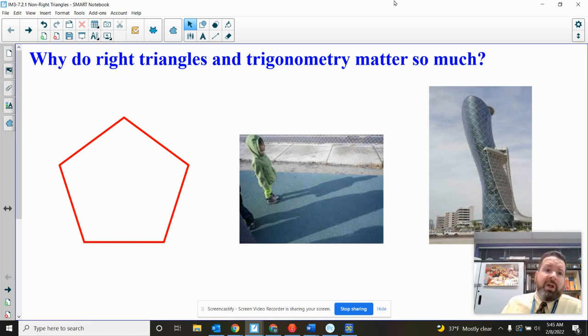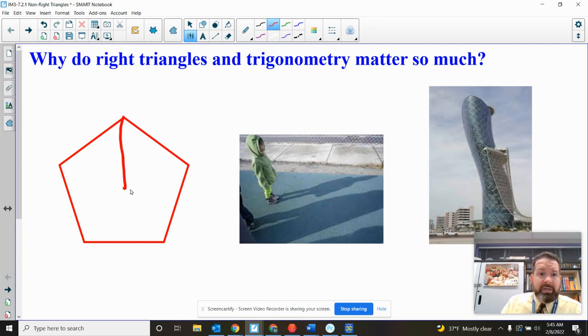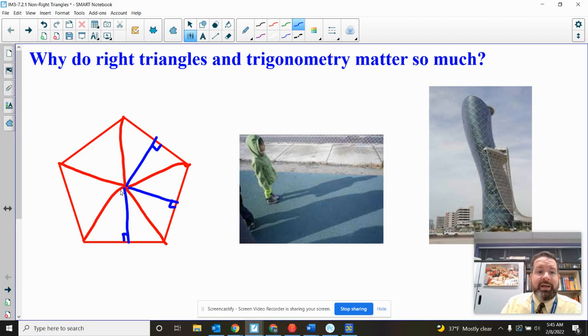Here's just three examples. The first here is a regular pentagon. And I don't think I'm going to have to convince you too hard that you can break this up into right triangles any number of different ways. Like if I would start in the center and go to each corner. Now, these aren't right triangles yet, but if I do this, now they are, right? Go straight perpendicular to each side, and now I've got 10 right triangles. So we can analyze this five-sided shape by treating it as 10 right triangles.